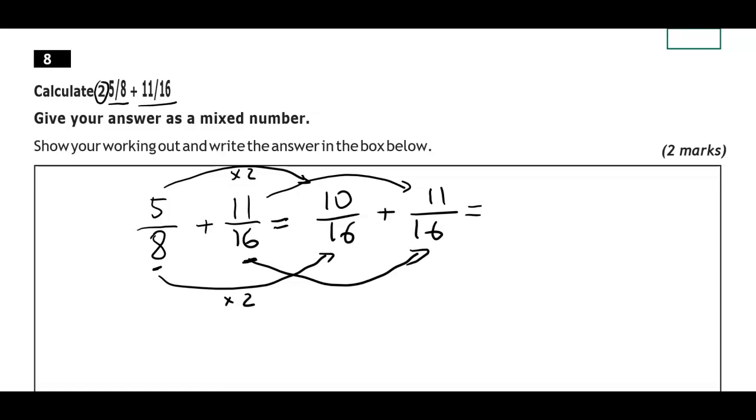So how many 16s altogether? 10 and 11, that is 21 16ths. So 21 is bigger than 16, so we're going to make this into a mixed number. How many 16s fit into 21? There is just one, so a whole number. And then if you take away 16 from the 21, we're left with 5.